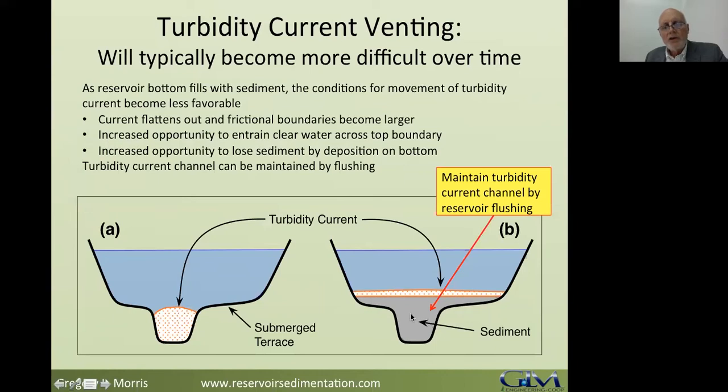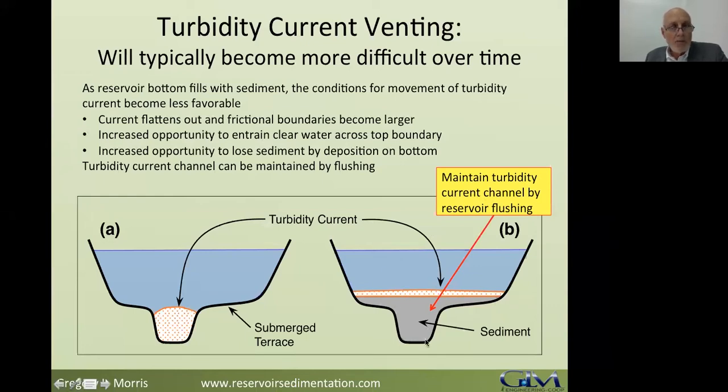The channel will fill in first because the turbidity currents will fill that in first. And as it fills in, the turbidity current no longer has a channel to run down, but it now spreads out and is flat. You have friction at the top, you have friction at the bottom, and also at the top you have the exchange between the turbid water and the clear water, so the turbidity current becomes increasingly diluted. And by this combination of factors, you may lose the ability to transport turbid water to the dam, unless you have flushing of the reservoir, which will reopen this channel through a flushing procedure.